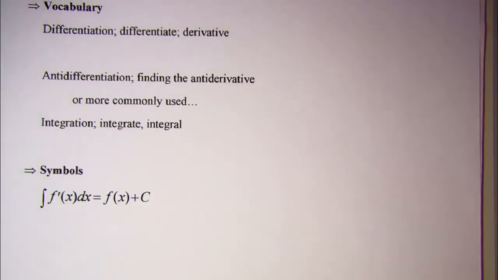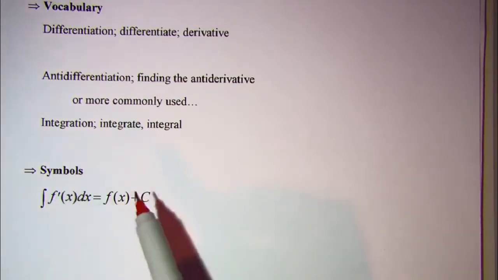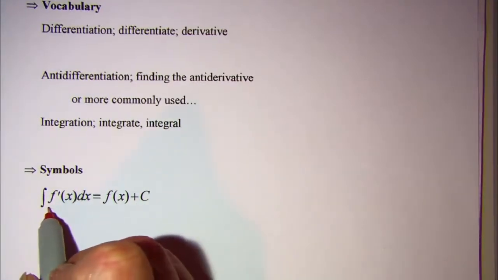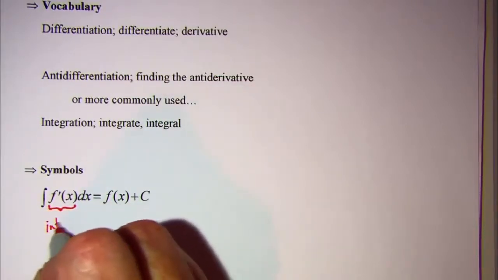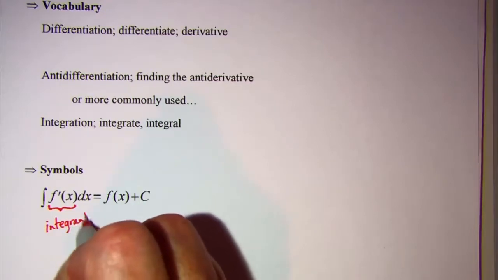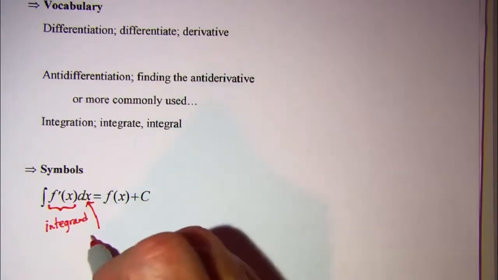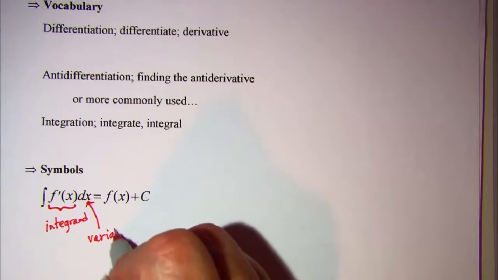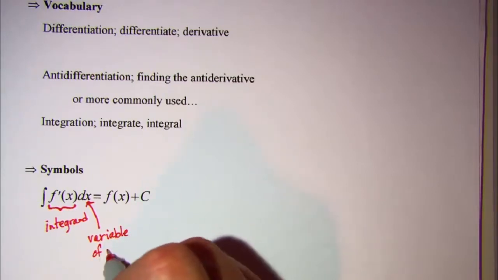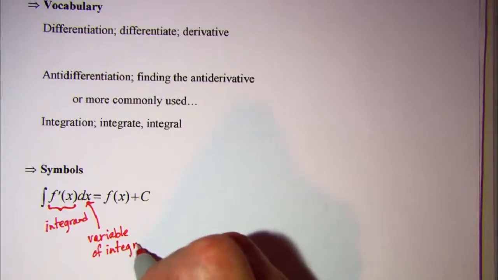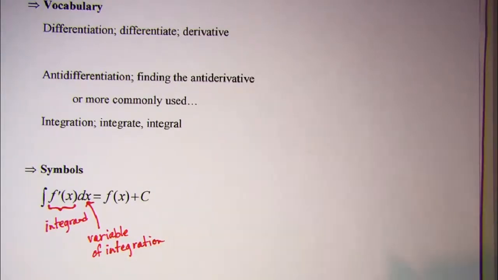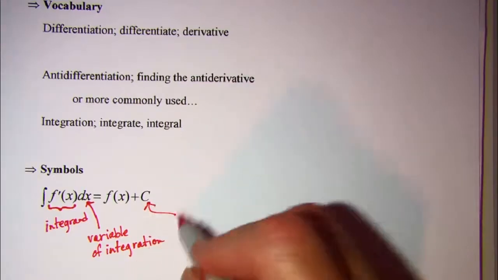The symbols that go with those. This little curvy thing is our integral symbol. This is the integrand. This is my variable of integration. And this is that arbitrary constant that we add on.